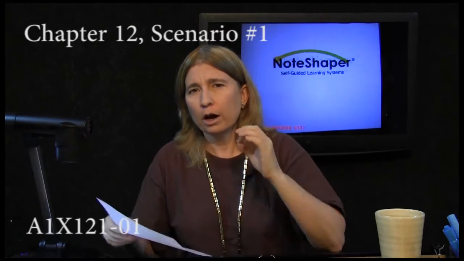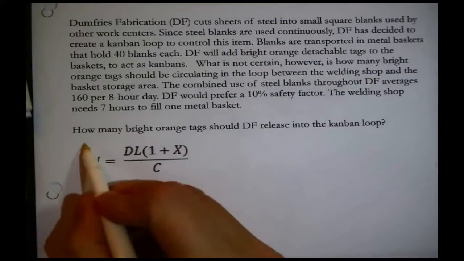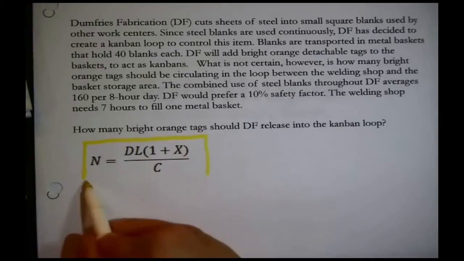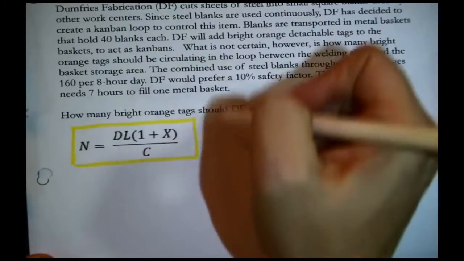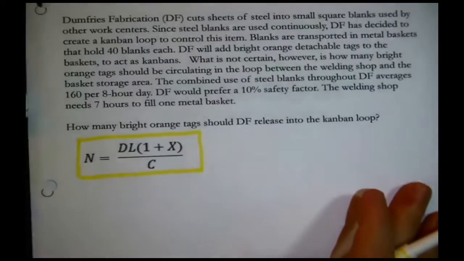When you set up a Kanban system, you have a choice of how many Kanbans you want to drop in the loop. A favorite answer to how many that should be is the Kanban formula, which you can see printed here. The secret to using this formula is being able to roll up all of these input parameters.